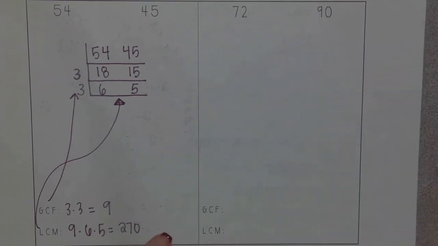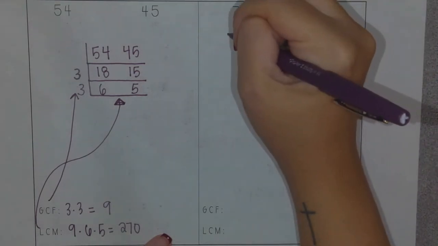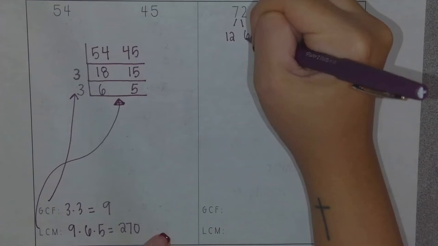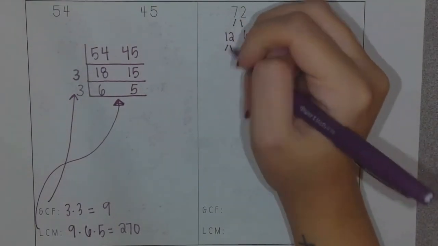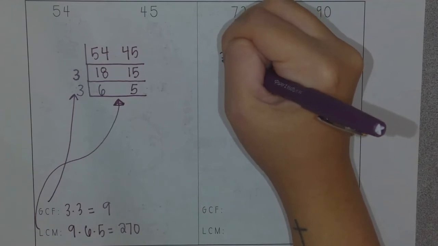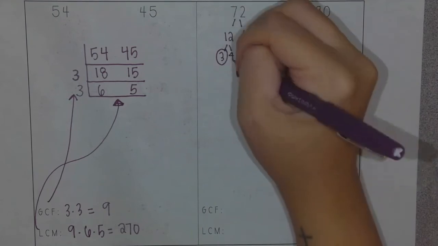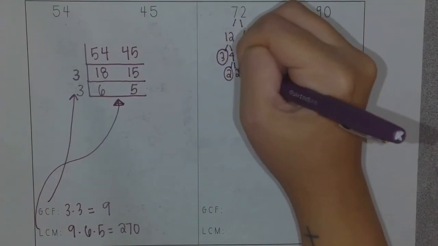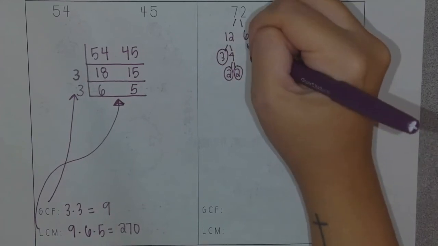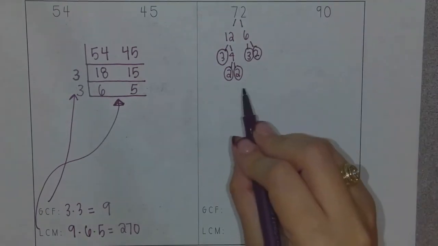So I need to break down 72 and 90. I know that 72 I can break down into 12 and 6, both of which are composite numbers. So I'm going to keep breaking down. 12 can get broken down into 3 and 4. 3 is a prime number, so I'm going to circle it. 4 is a composite, so I got to break it down into 2 and 2, both of which are prime numbers. 6 can be broken down into 3 and 2, both of which are prime numbers.